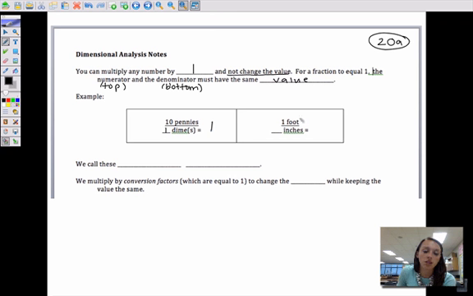Same thing for feet and inches. If I asked you, oh, how many inches are in a foot? You would say, oh, there's 12 inches in a foot. So 1 foot to 12 inches is also equal to 1. It's the same thing, it's just different ways of saying it. We call these conversion factors. So we multiply by conversion factors, which are equal to 1, to change the unit while keeping the value the same.